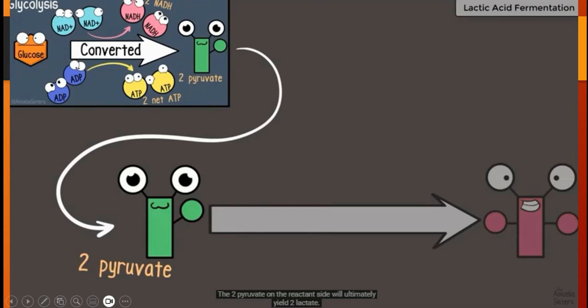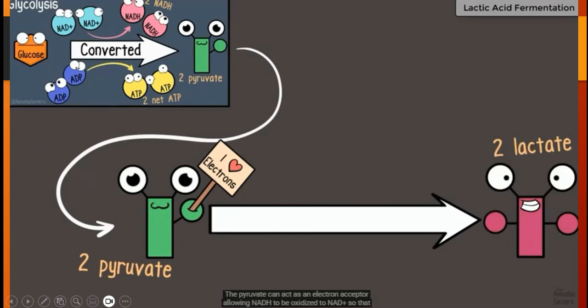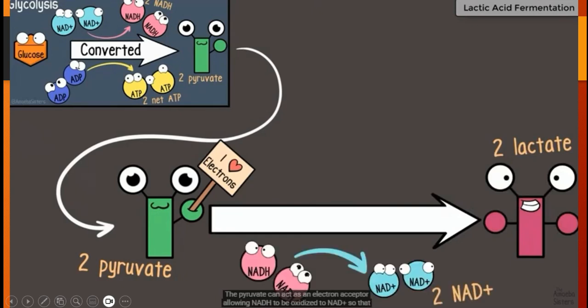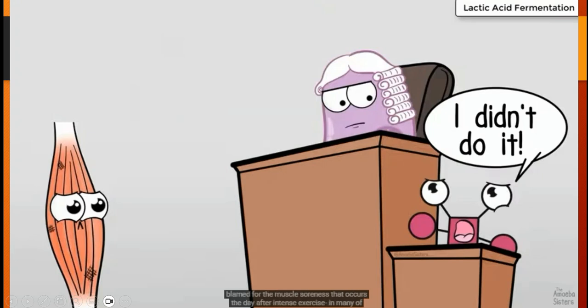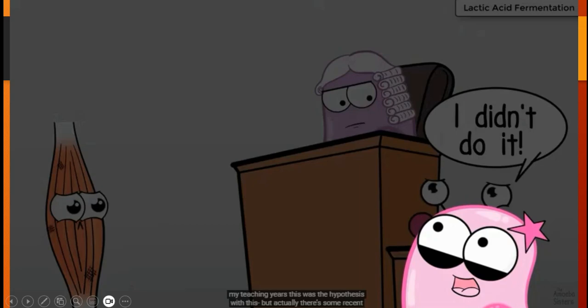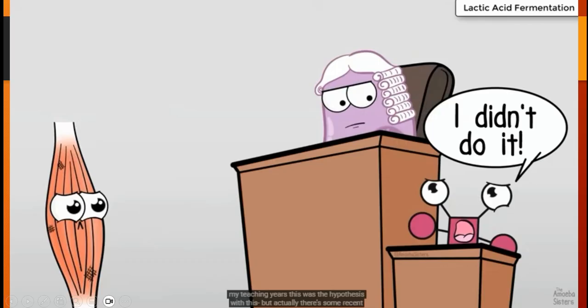The 2 pyruvate on the reactant side will ultimately yield 2 lactate. The pyruvate can act as an electron acceptor, allowing NADH to be oxidized to NAD+, so that glycolysis can start all over. By the way, this lactate product, or specifically its other form, lactic acid, has often been blamed for the muscle soreness that occurs after intense exercise. In many of my teaching years, this was often discussed, but there's some recent research that may contradict that.